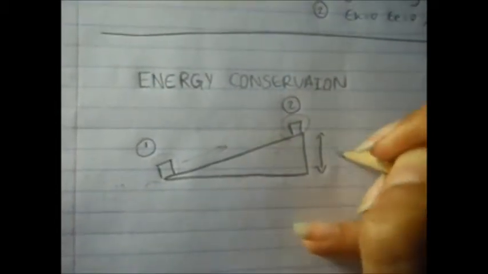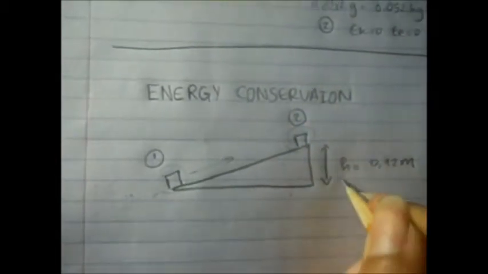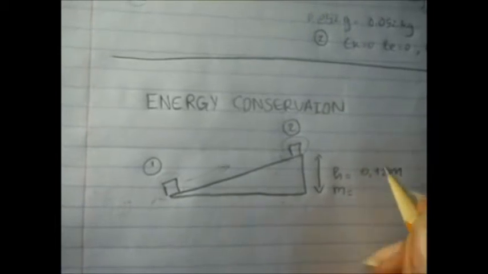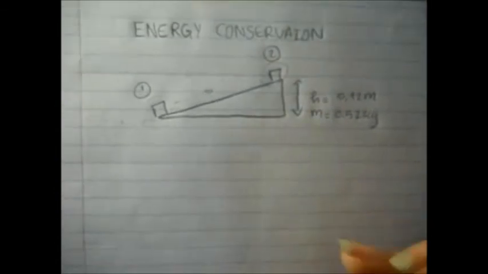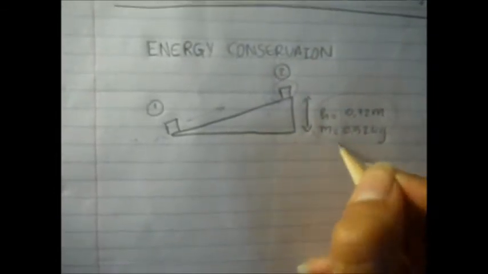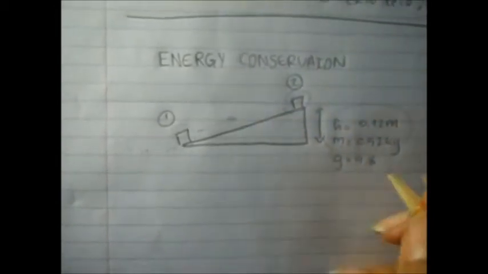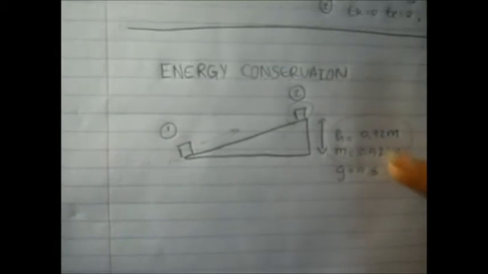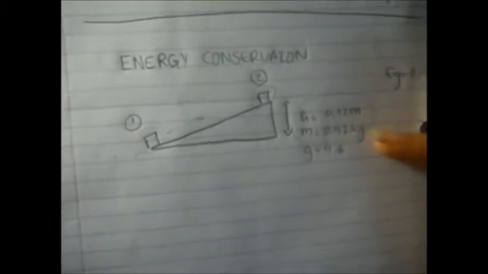We know that the height of the ramp is 0.12 meters, and we also know that the mass of the cart is around 0.52 kilograms. So we can use these two and gravity, which is 9.8, to find gravitational energy, and after I calculated that, we would get 0.0588 joules.